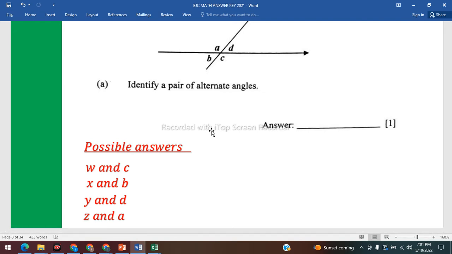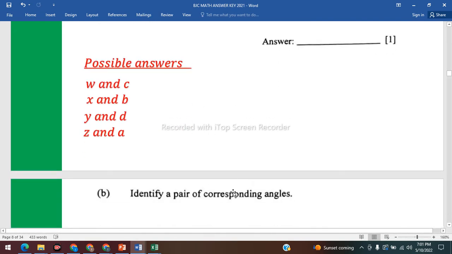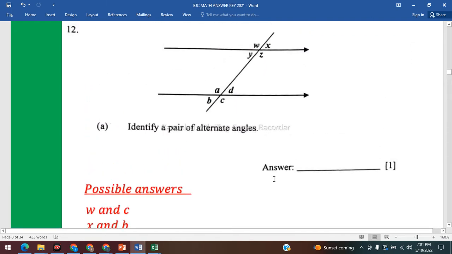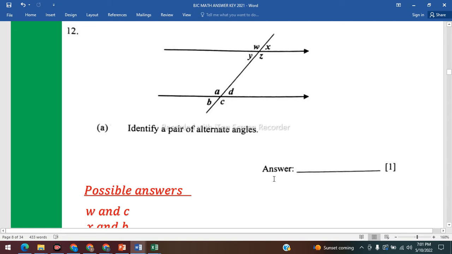Next one. Identify a pair of corresponding angles. Corresponding. The B and D. Say it again. B and D are not corresponding. What do we call that? B and D are vertically opposite. Corresponding. They are vertical. Okay.